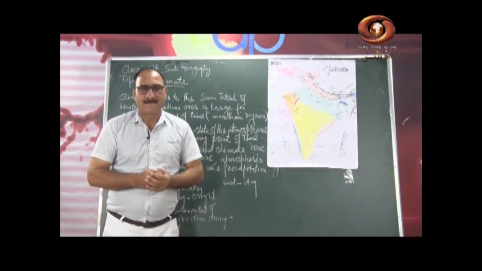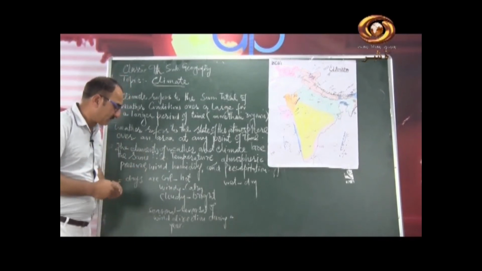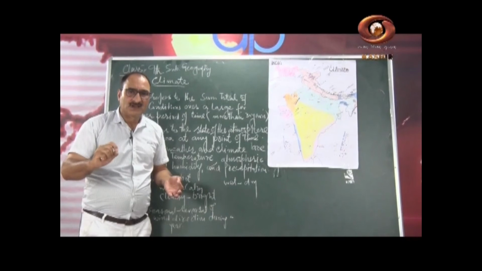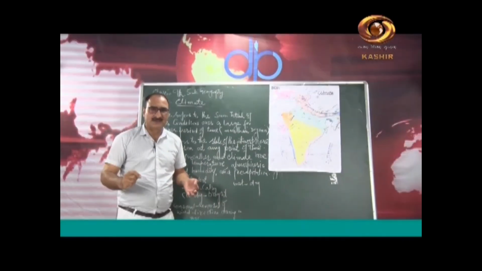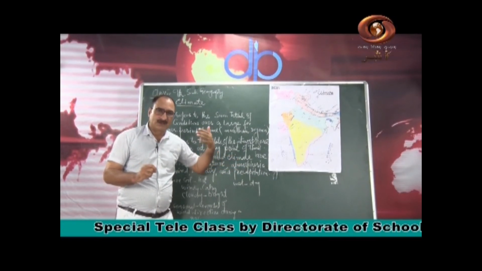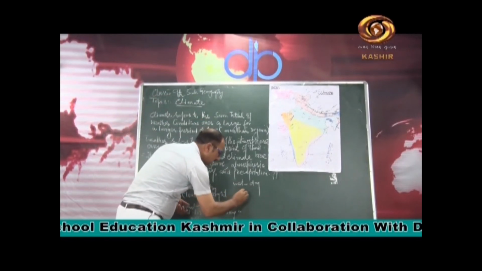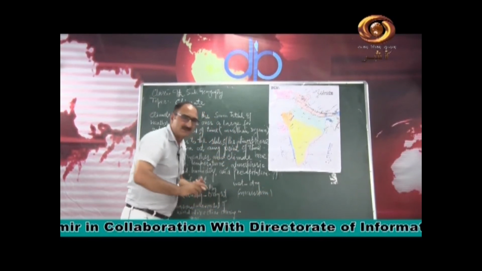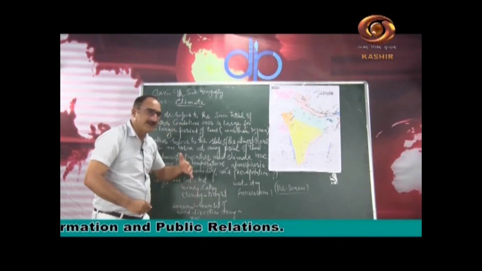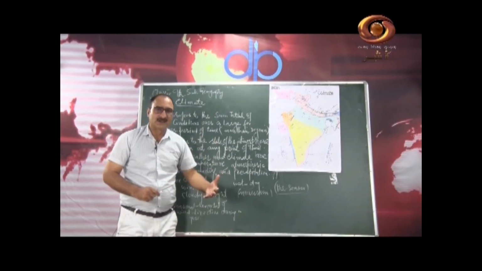But as we talk of India, India has a monsoon type of climate. What is monsoon? Monsoon refers to the reversal of wind direction during a year. These are the winds which change their direction, and there is uncertainty in these winds. The word monsoon has been derived from the Arabic word mausim, which means the season, and India is mostly influenced by the monsoon type of climate.